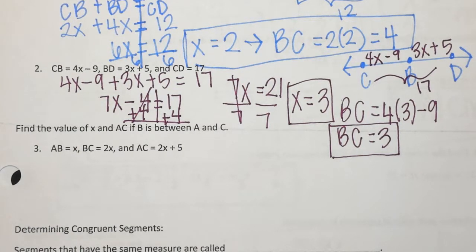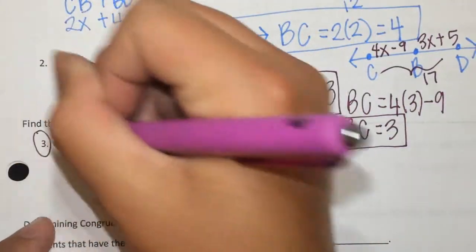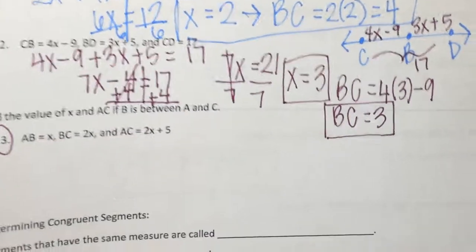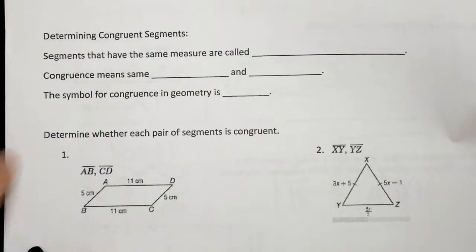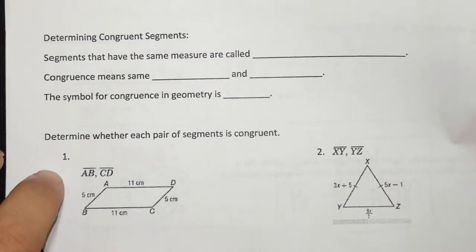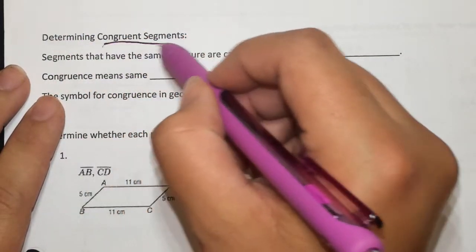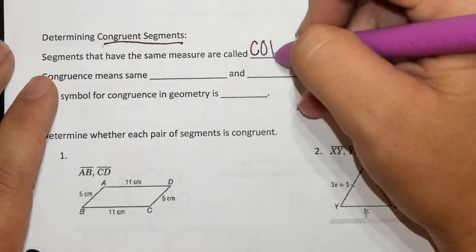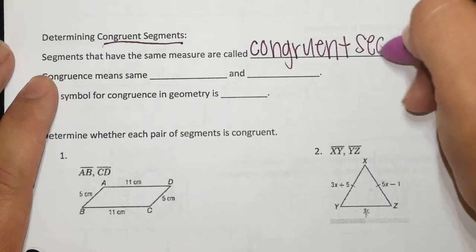All right, we're going to keep practicing, but I do want to skip number 3. Okay, we're going to skip this one for now, because we need to finish this bottom part of our notes and then do our fun thing that I have planned. Okay, so this part right here is talking about congruent segments. So your first blank is congruent segments.